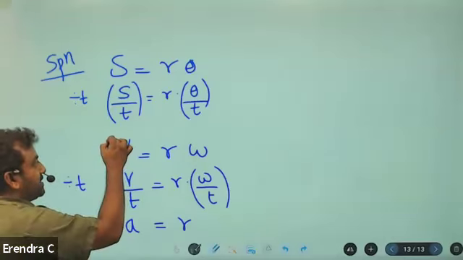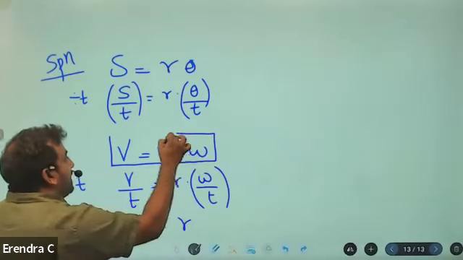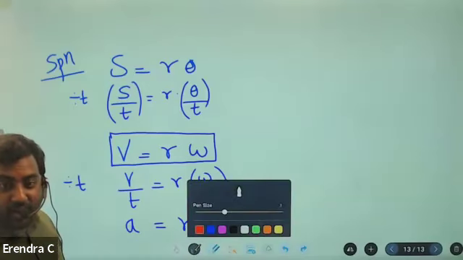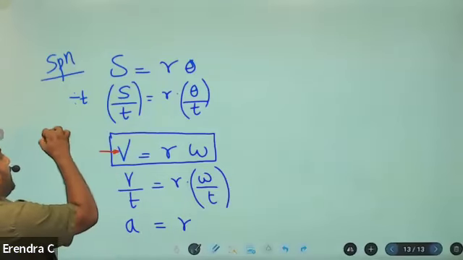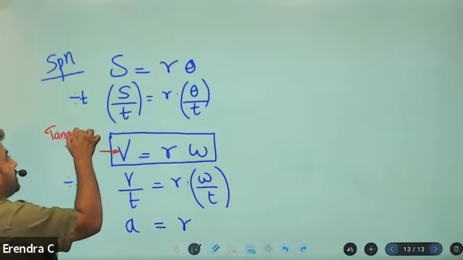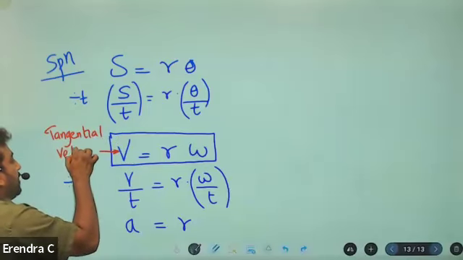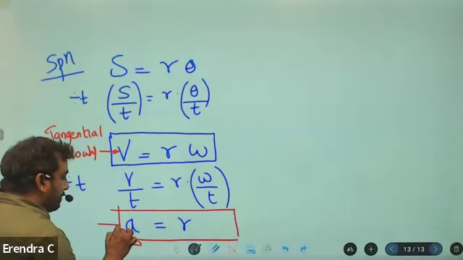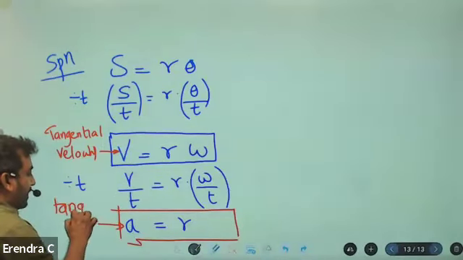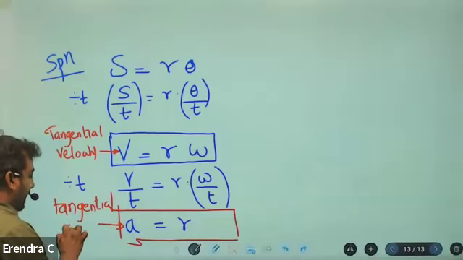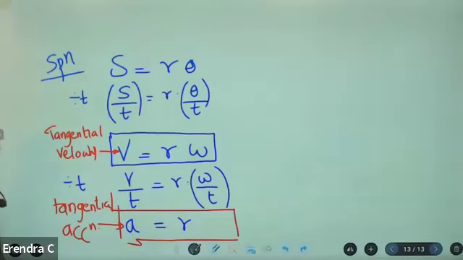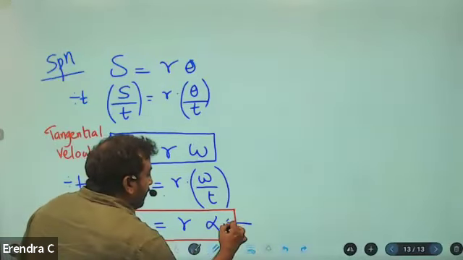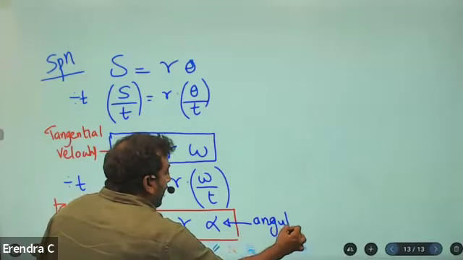So this is tangential velocity, radius into omega. You remember? V equals R omega. This is called tangential velocity. So if I write here, this will become what? Tangential acceleration. Omega over T is called what? Alpha. Alpha is called angular acceleration.